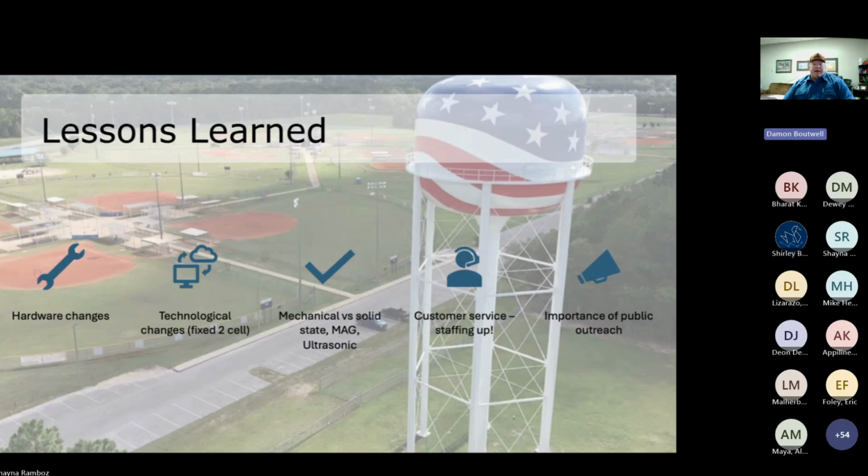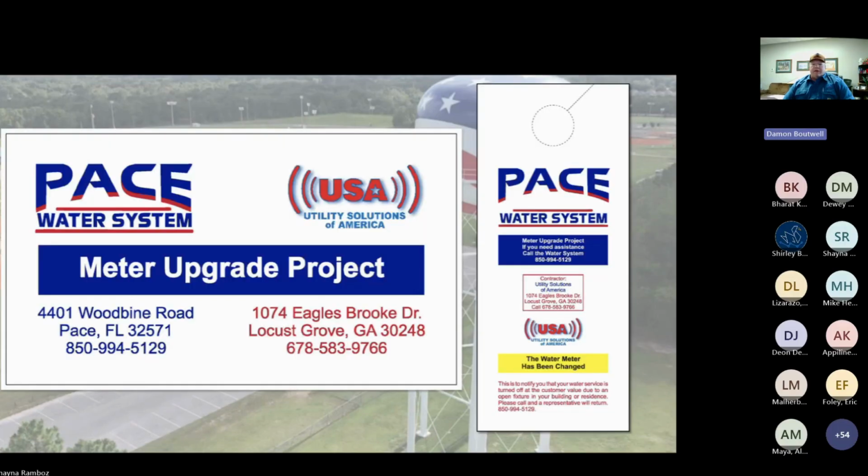Another important thing is public outreach. Next slide, please. One thing that we did when we first initially did this, we were using a contractor for doing the meter change outs. We had business cards printed with both our name and contact information, as well as the contractor we were using at the time, name, address, contact information, as well as door hangers with both of our contacts and names on it.